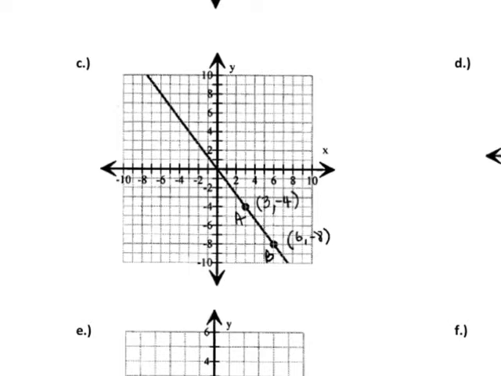And I'm going to go down 1, 2, 3, 4. Okay, so I'm going down 4. So down 4 means it's going to be a negative 4. Okay, and then I'm going to run 1, 2, 3. All right, so I'm going to the right 3. So that's going to be a positive 3. So in this case, my slope is negative 4 over 3.